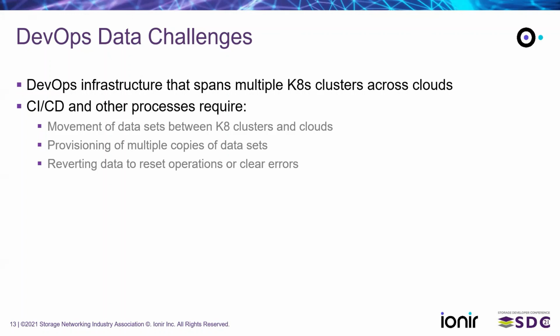In addition, datasets may need to be reverted to reset operations or clear errors in test and development processes. Instant mobility and the ability to recover to an arbitrary point in time that is enabled by name-based metadata provides DevOps teams the perfect set of tools to eliminate the data delays in their pipelines.